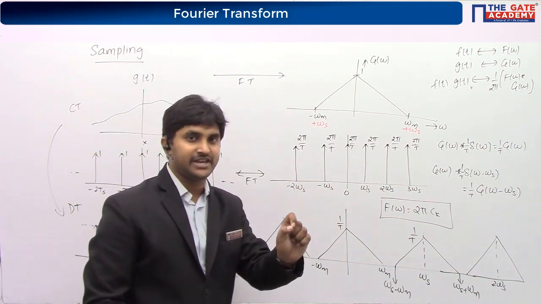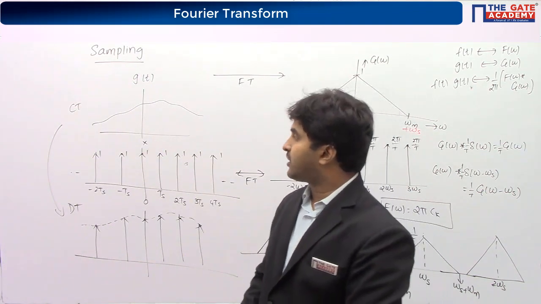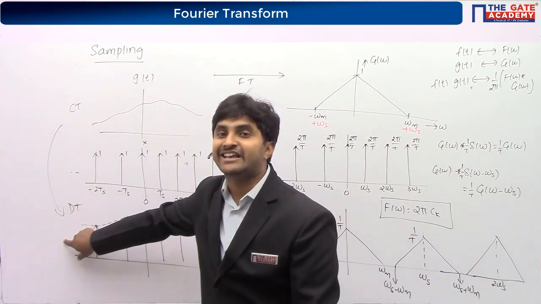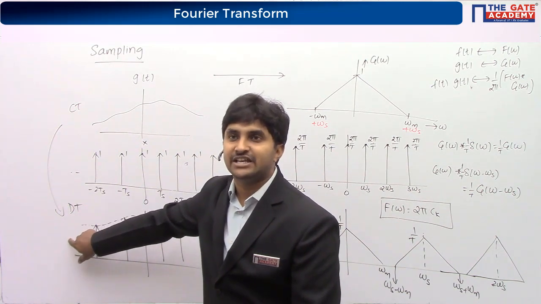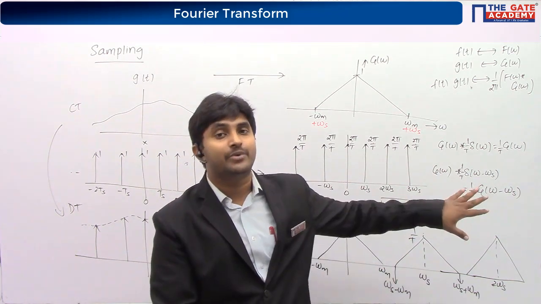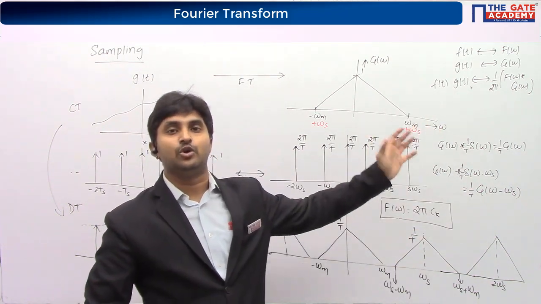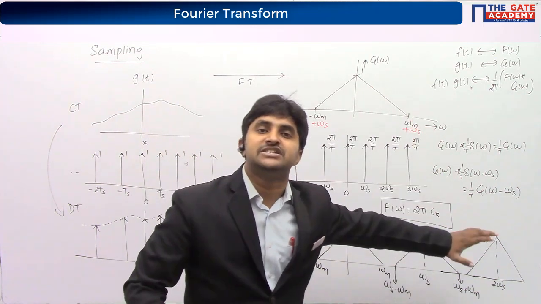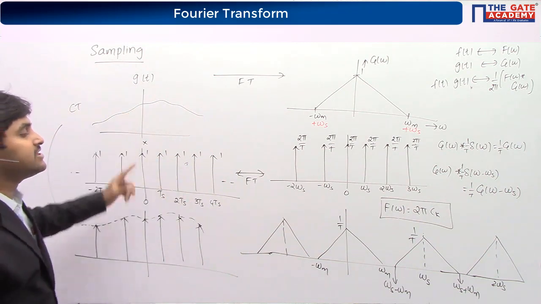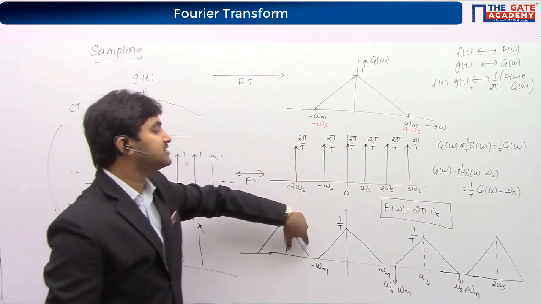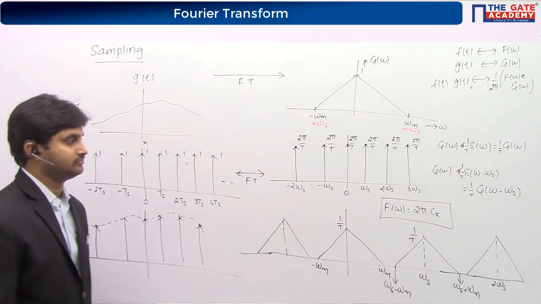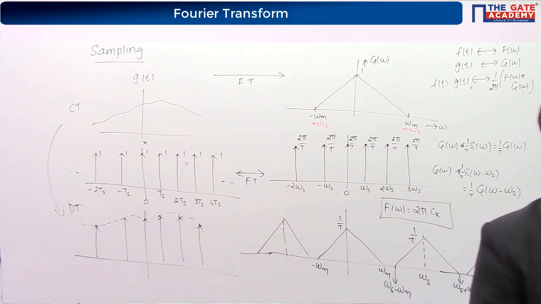Again, I'm repeating that whenever you convert a continuous time signal to discrete time, this is what I call discretization. So whenever I convert continuous time to discrete time, then in the other domain, periodicity is going to be introduced. Is this clear to all of you? Whenever I'm sampling here, in the other domain, the periodicity is going to be introduced. Please note it down quickly.